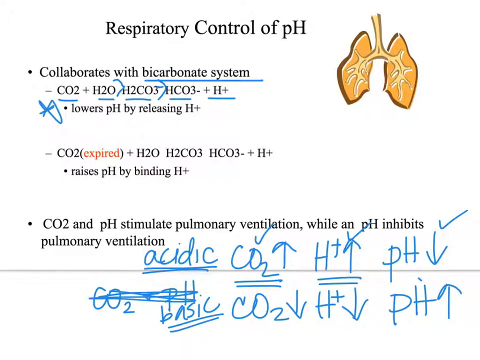So carbon dioxide and pH stimulate pulmonary ventilation. Oops, wait a minute, this should be increase, and this should be decrease. Increased CO2 and decreased pH are going to stimulate pulmonary ventilation, and an increase in pH inhibits pulmonary ventilation. We are going to talk about this in the respiratory chapter, so just hang on tight to that.